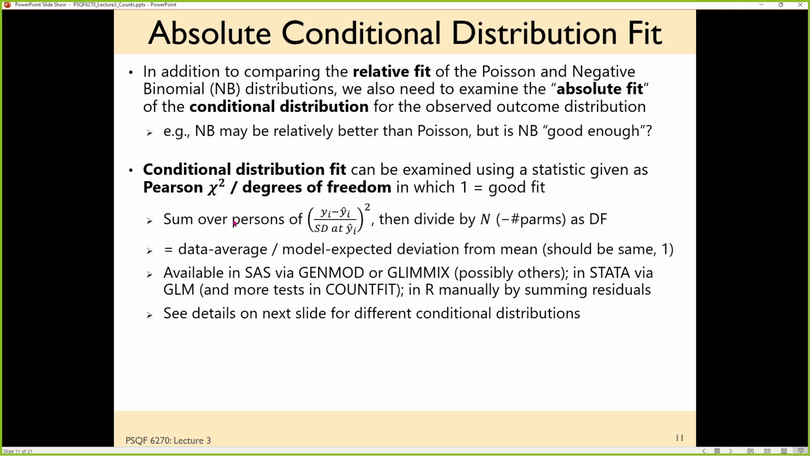Conceptually, it is the sum over persons of how far off each person is from what the model says they should be, so the residual E basically, divided by what the model says the standard deviation should be at that point. In other words, is the average offness in the data the same amount of offness that the standard deviation of the model tells us it should be? Does the data match the model with respect to how much variability is predicted for the residuals?